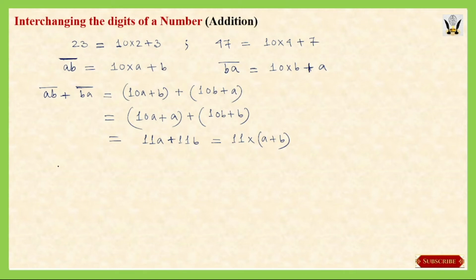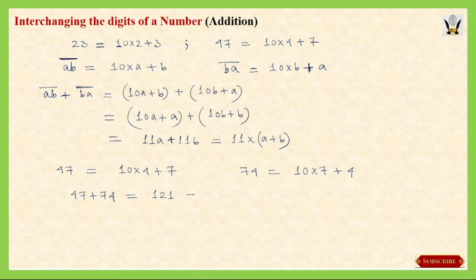Now, as for example, if we take a number, say 47. So 47, how can it be expressed? It will be 10 multiplied by 4 and then plus 7, right? Now if we interchange the digits, then the number becomes 74. So 74, how can it be expressed? 10 multiplied by 7 and then plus 4. Now if we add them, 47 plus 74, then how much will it be? It will be 121.